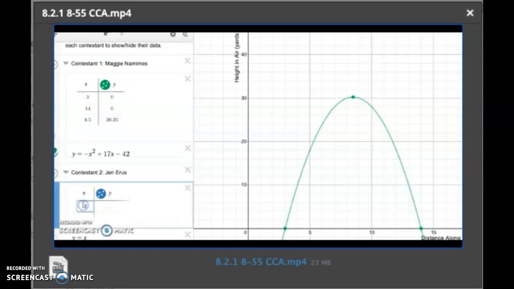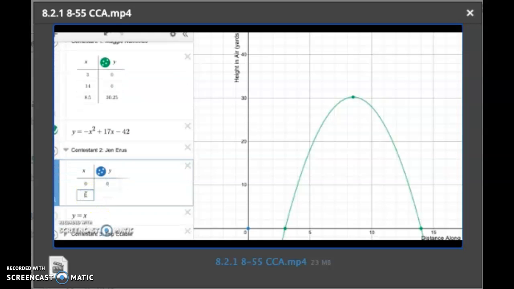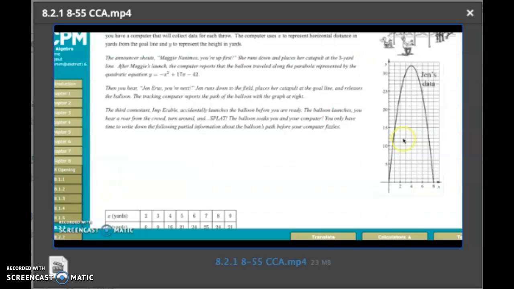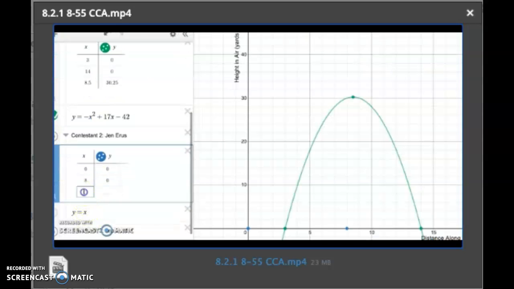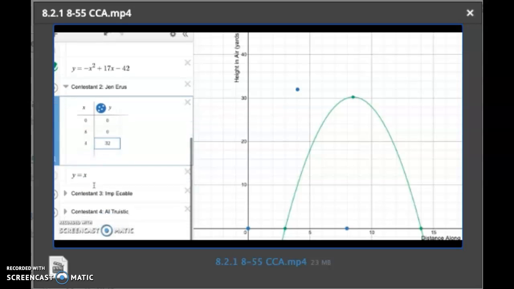So she started at (0, 0), and then it landed at (8, 0). I'm going to go back and look at what her highest point the water balloon got to. This point here is at 432. Go back and put that point in my table. And then I'm going to go ahead and see what that looks like. Okay.